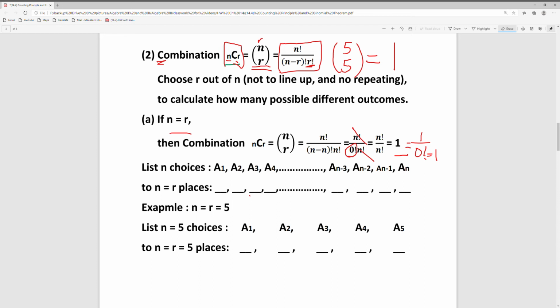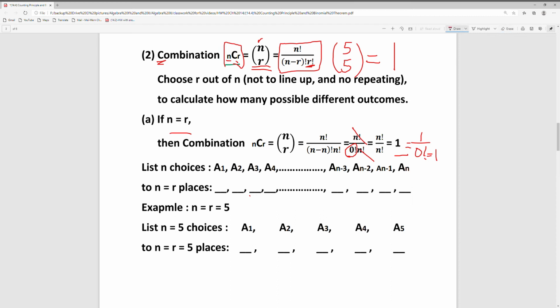Only 1 choice if you don't line up. So they all look the same. Same as after you eat them all, they are all the same, just 1 choice. So we don't care how it looks like. What's the order? Which one in front? Which one on top? Which one on the bottom? Doesn't matter. It's not for a picture. It's for you to eat. So that's when n equals r.